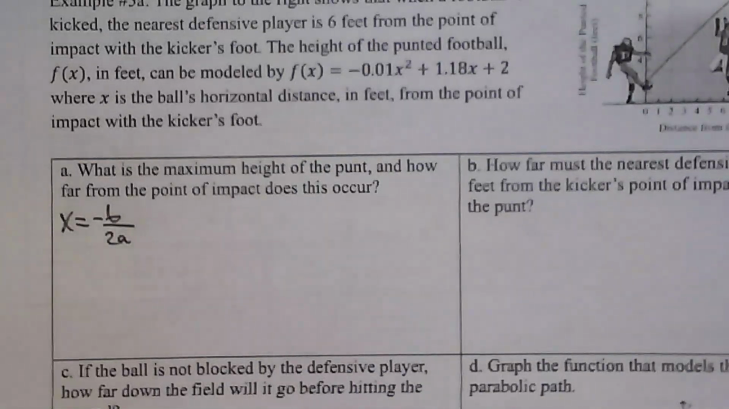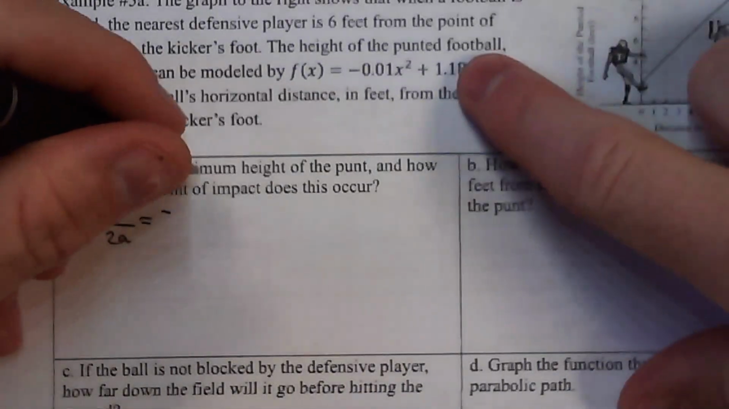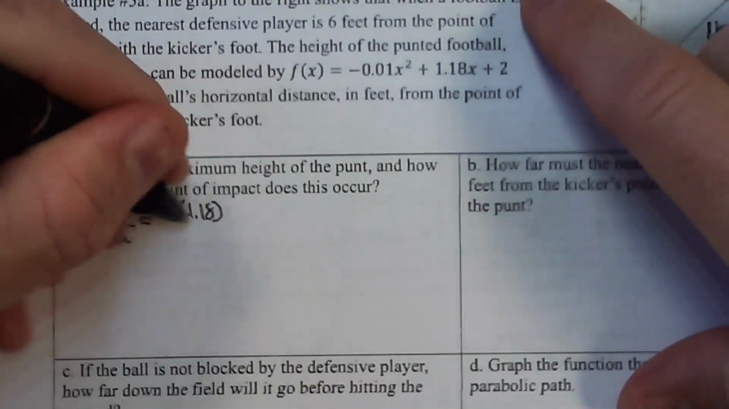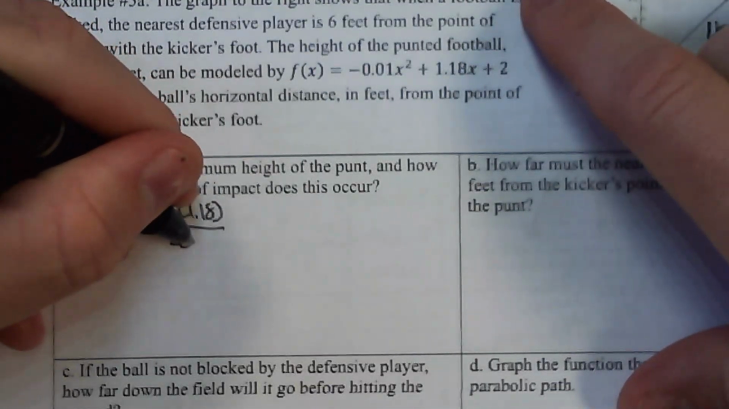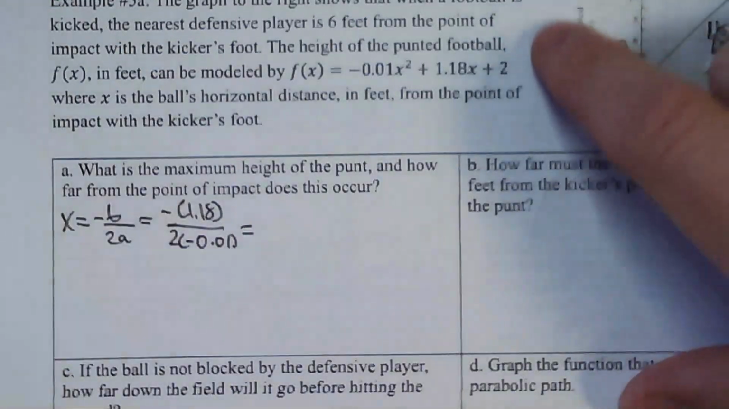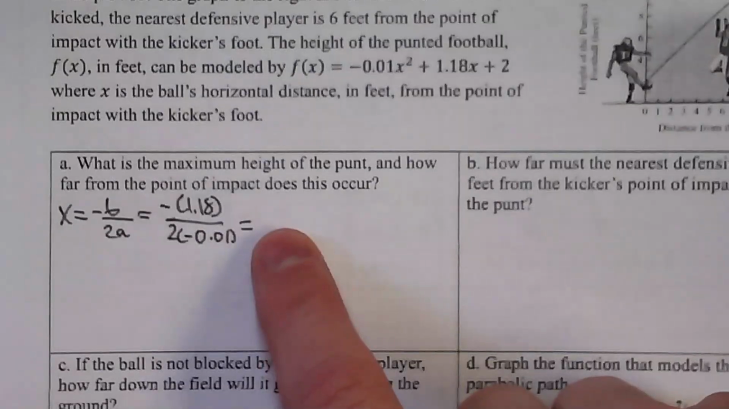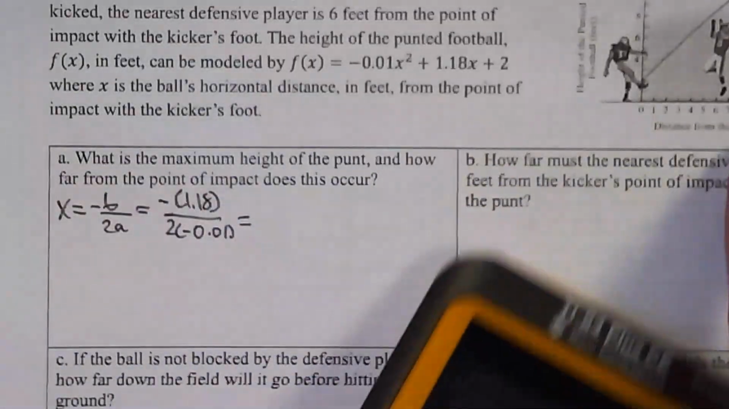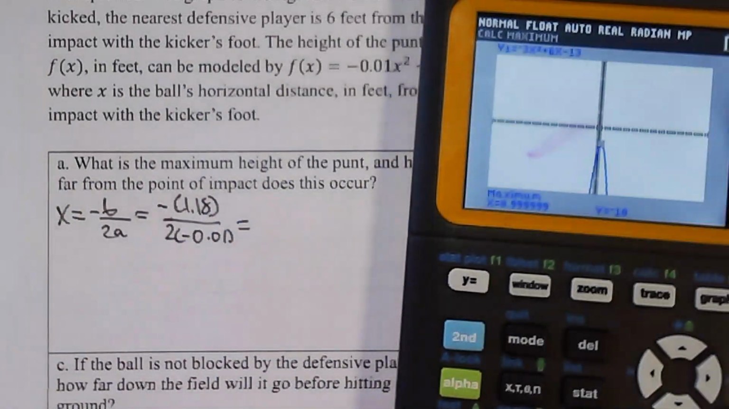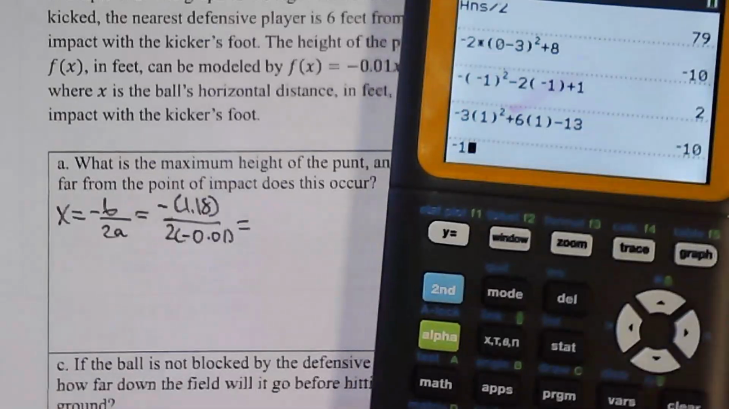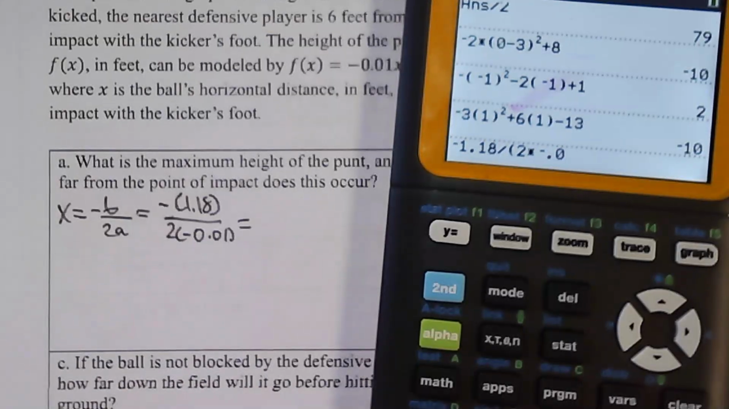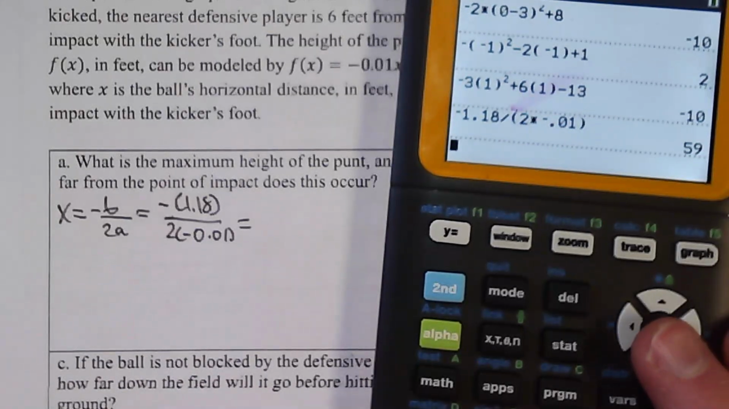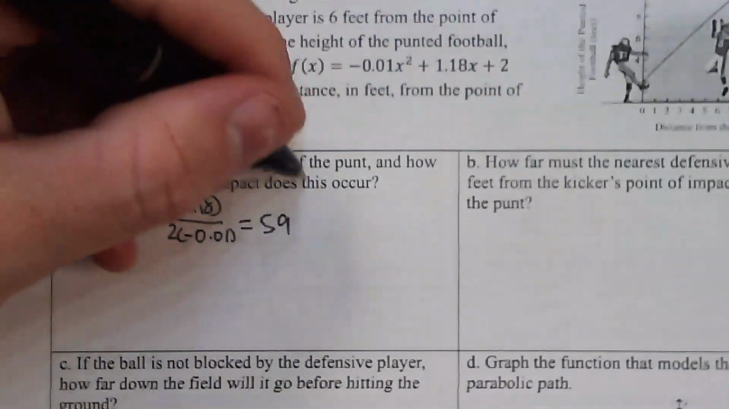So negative b is 1.18 over 2a. a is negative 0.01. That's going to give you the height. This is the distance of the point from impact. This is going to be your x. So negative 1.18 divided by 2 times negative 0.01 is 59. So it's going to be 59 feet.